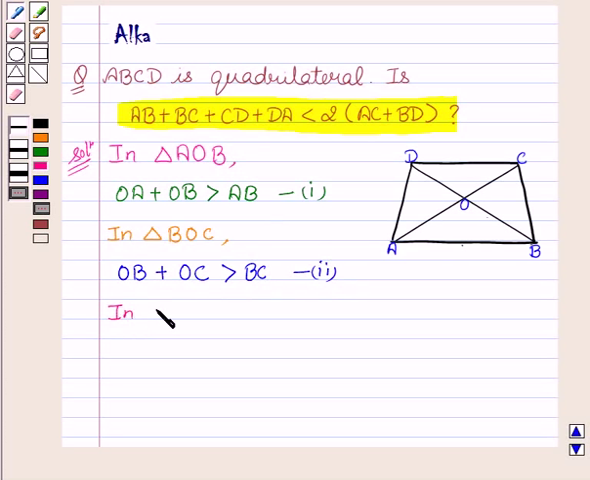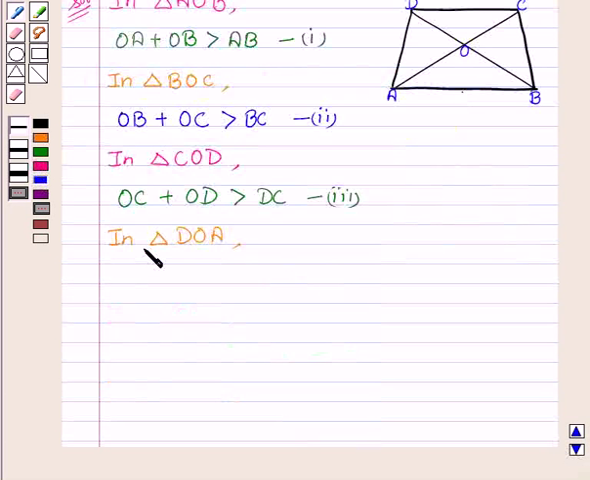Again, in triangle COD, OC plus OD is greater than DC. This is our third equation. And in triangle DOA, OD plus OA is greater than DA. This is our fourth equation.